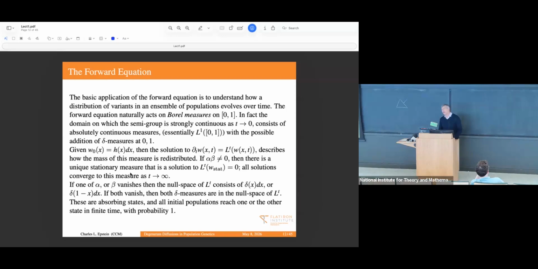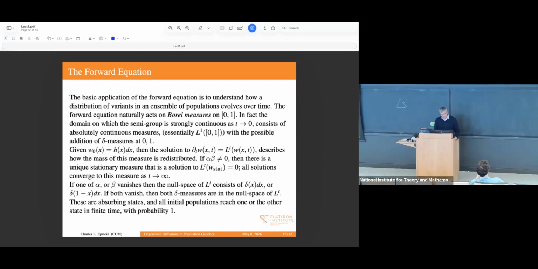Now, again, it doesn't mean that any particular population converges to that distribution. It means that your ensemble of populations, if you look at how it behaves with time, will converge to that measure. It's not a statement about any one population. It's a statement about a large ensemble of populations.